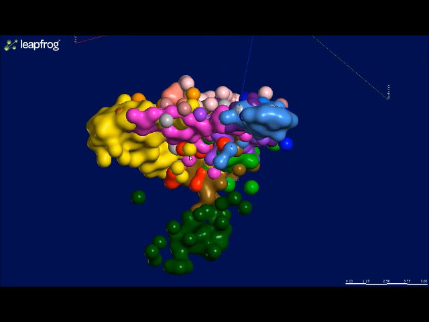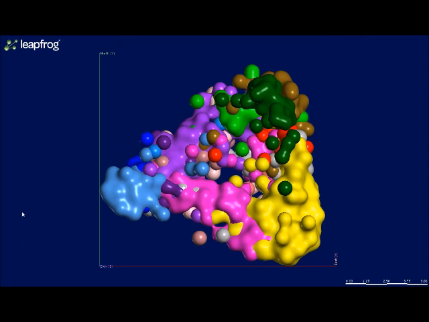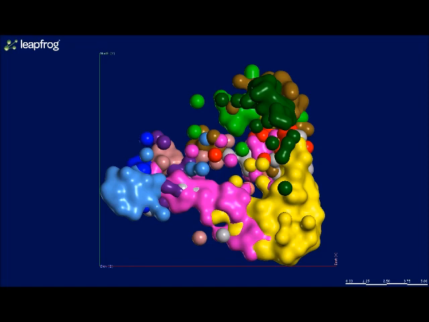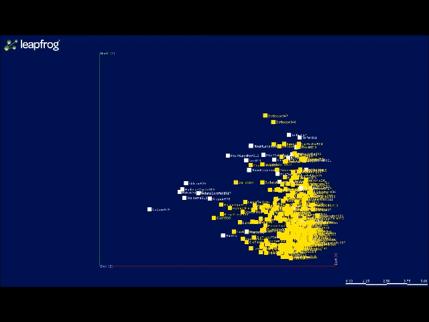So maybe our interest is in the orogenic gold sample. So what we could do is we could turn off all the shells and just put on the orogenic gold. And right, I've also put intrusion hosted gold. So now we can look at just a subset of the data.